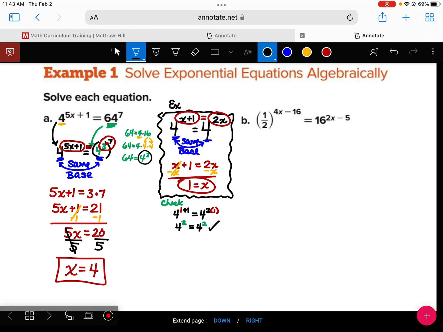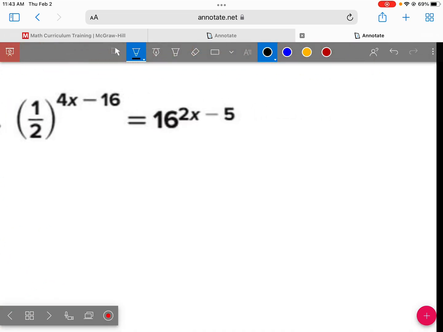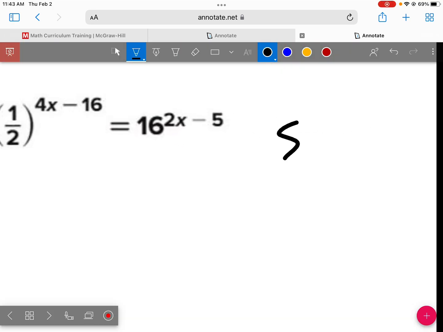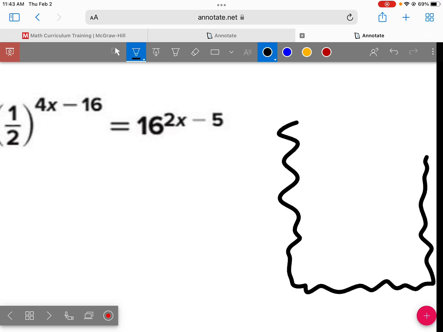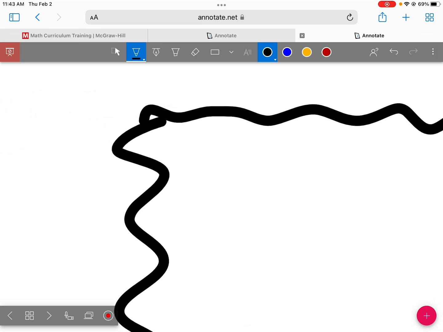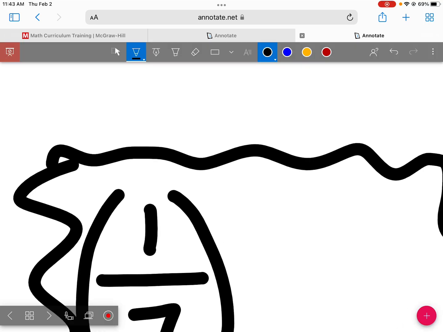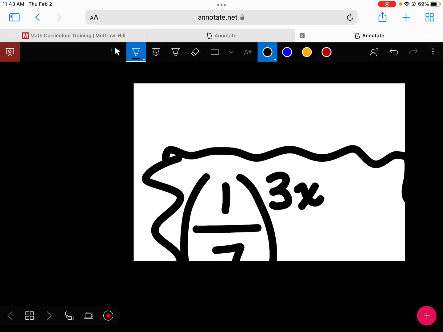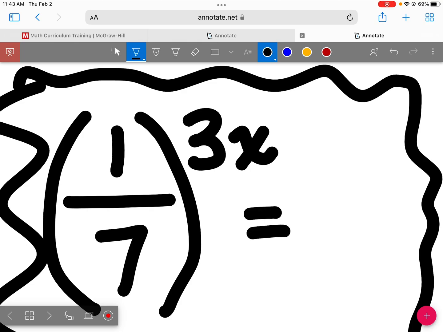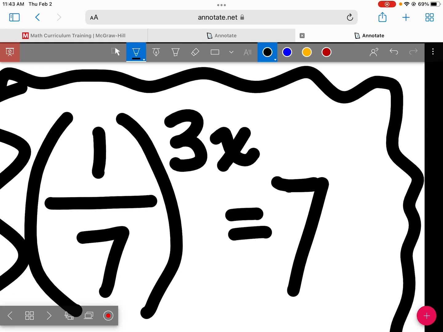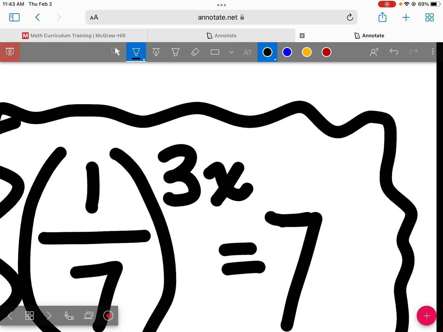I'm going to do another example problem off to the side so we can try to get the big idea before we do B. You guys okay with that? All right, I'm going to put it off in its own little bubble. One over 7 to the power of 3x equals 7 to the power of 4.